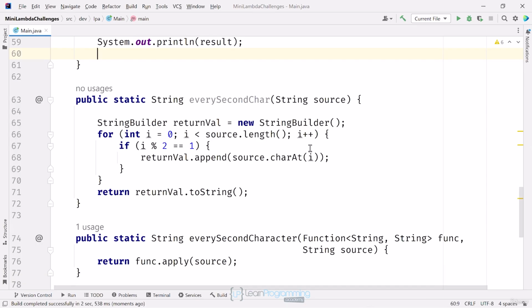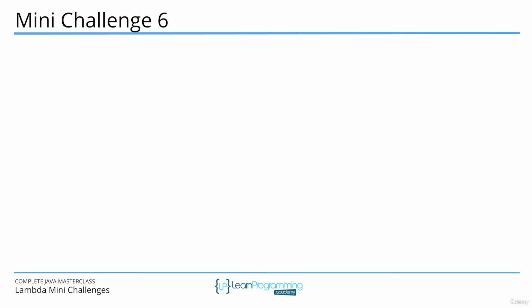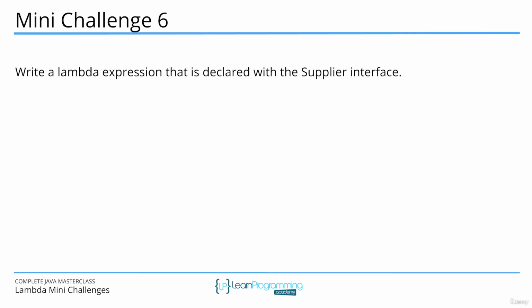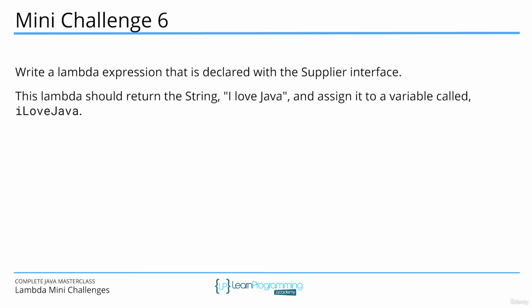Alright, so let's move on to the next challenge. This is challenge number 6. Write a lambda expression that is declared with the Supplier interface. This lambda should return the string "I love Java" and assign it to a variable called iLoveJava. Go ahead and try out challenge number 6 and I'll see you when you get back. Pause the video now.